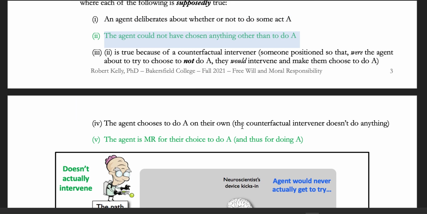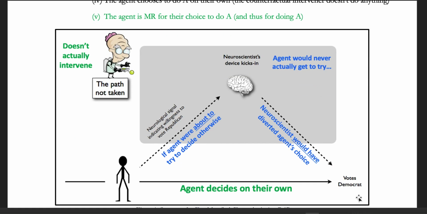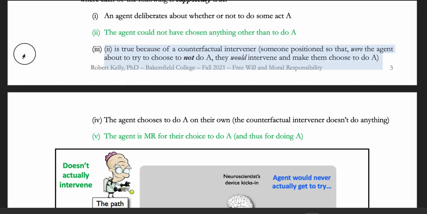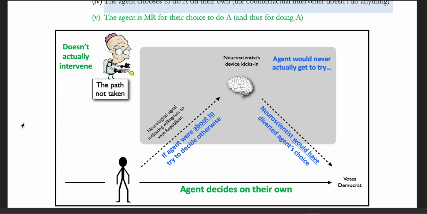The agent can't do anything else other than this because there's this counterfactual intervener that's going to jump in if he needs to. If the agent is about to try to do something else, he's going to jump in and force him. But he doesn't have to. The agent decides on his own. He doesn't try to do something else. He does it on his own. And the agent's responsible.